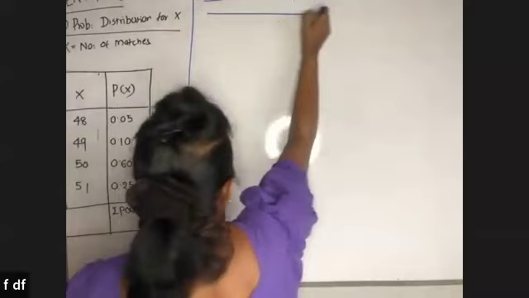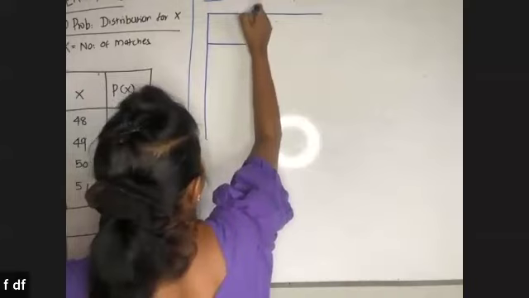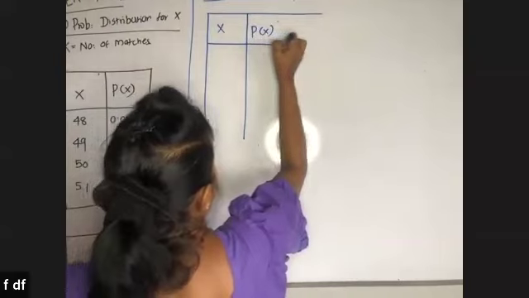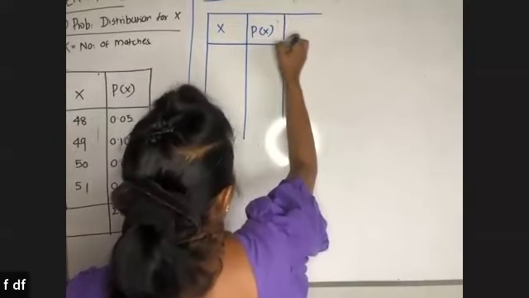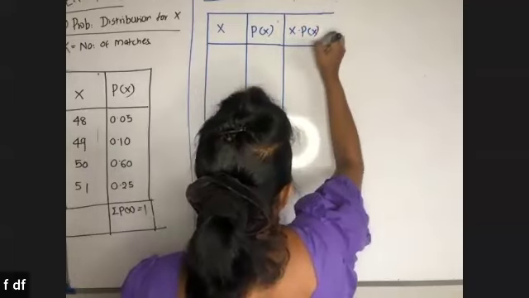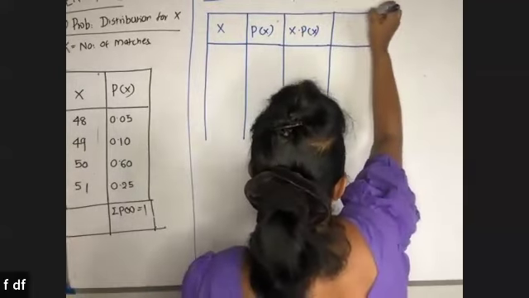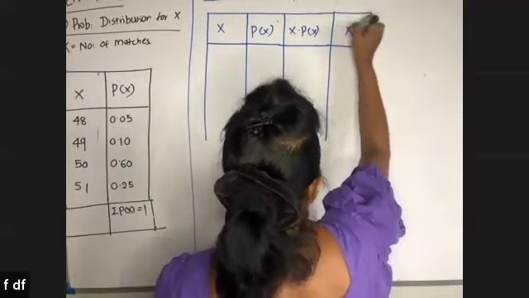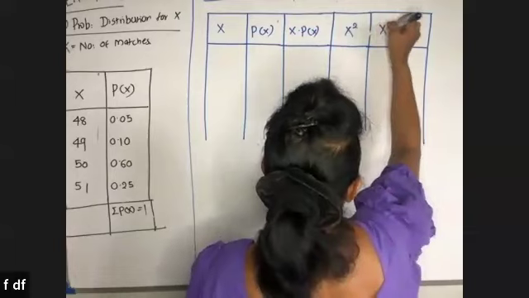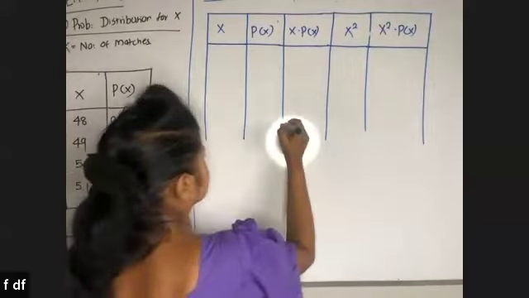For expected value, it is sigma x into P(x) only. So this is x and P(x). For expected value we only have to add x into P(x). But here variance is also needed. For variance, 2 more columns have to be added: the square of the random variable, x square, and x square into P(x). Now these are the columns needed.